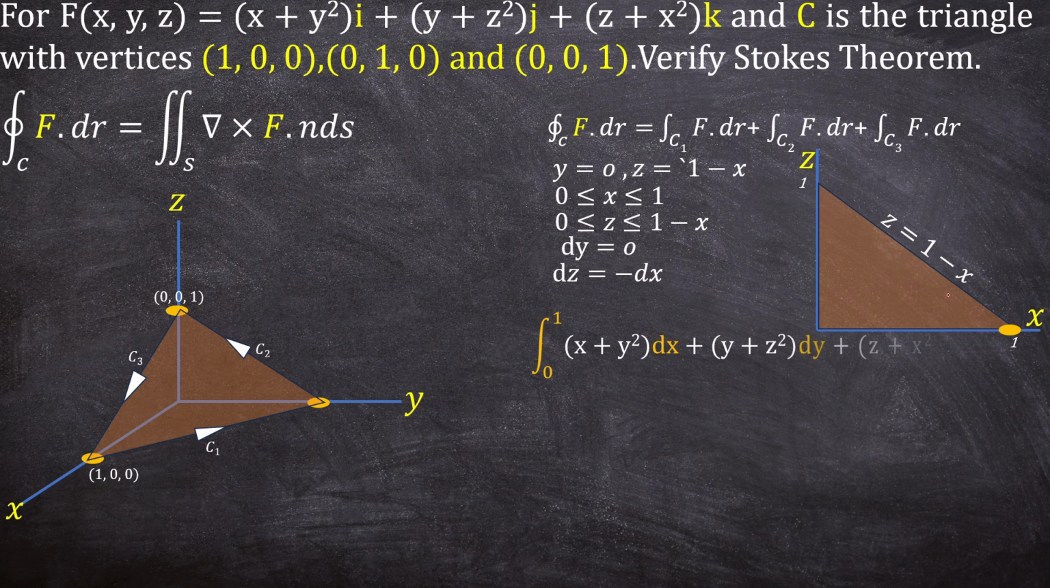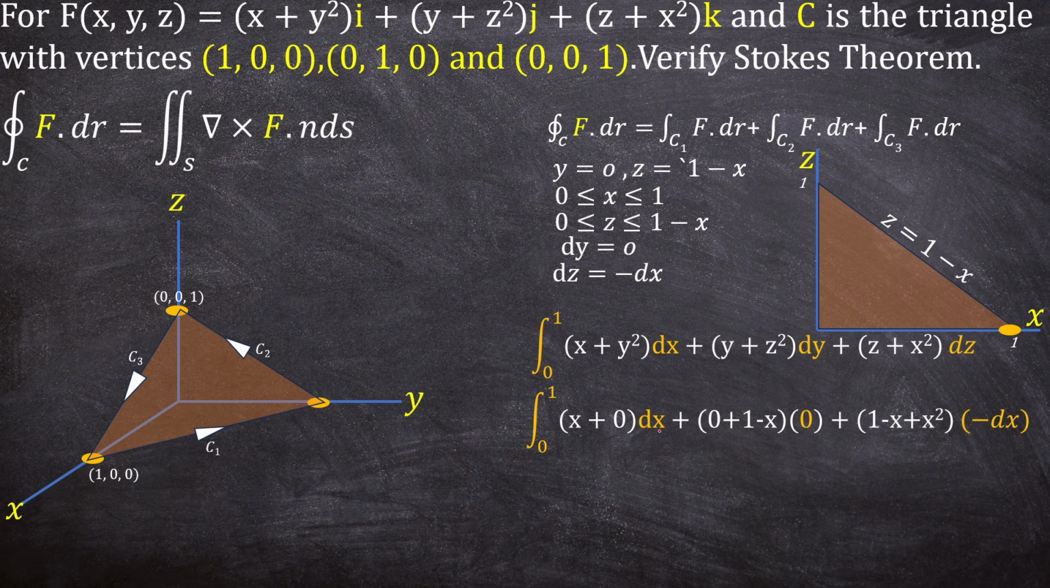Now let's put the limits. We're going to have x squared plus y squared, and i is dx, j is dy, and k is dz. But since I know that dy is going to be 0, I'm not going to substitute anything right here. I'm going to have x plus y, which is 0 dx, and right here it's going to be 0. For z, it's going to be 1 minus x plus x squared, negative dx. It's time to add like terms. So I'm going to have x plus 1. If you factor out dx, I'm going to have 2x minus 1 minus x squared.